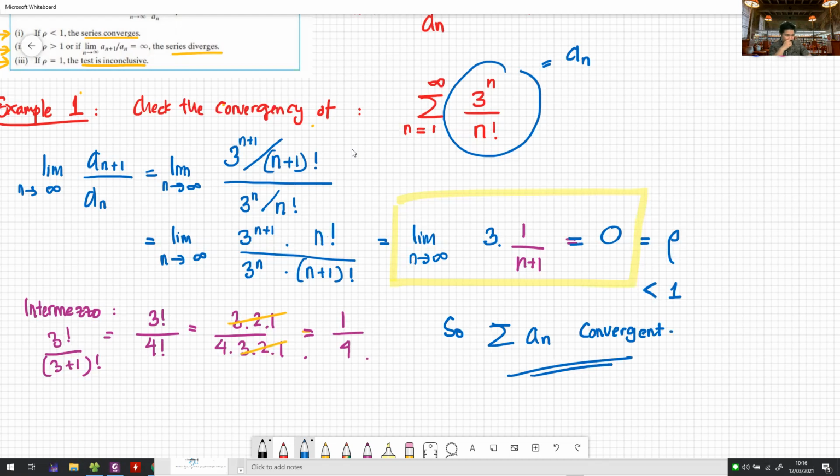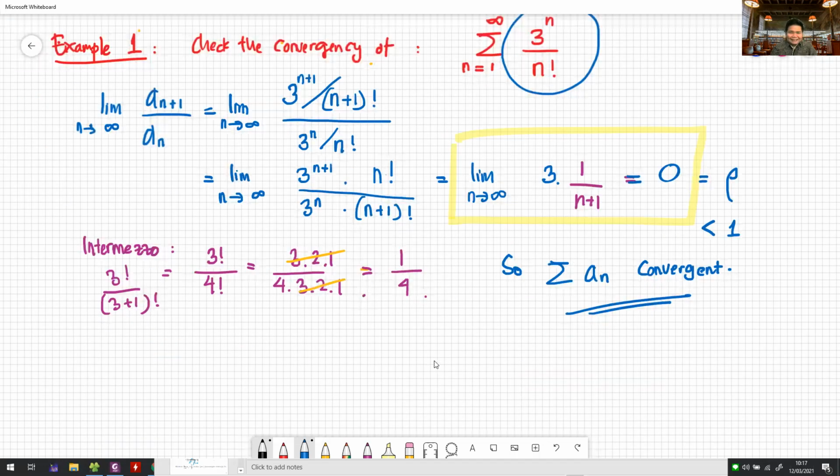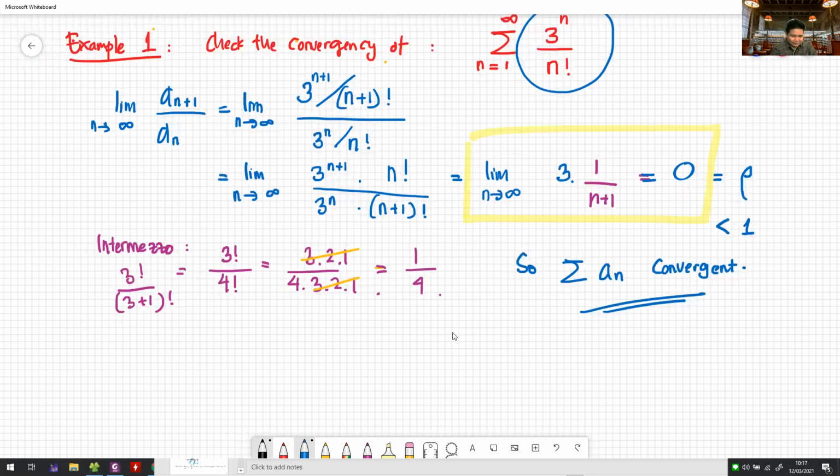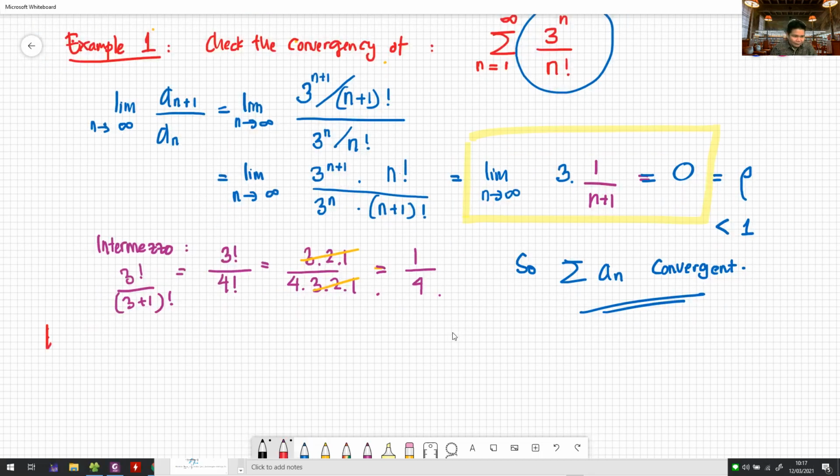Clear? How many examples have we done? Only 1. Okay, one more example. So far, is it understandable or not? I hope so. Okay, another example for this case. This is example 2.